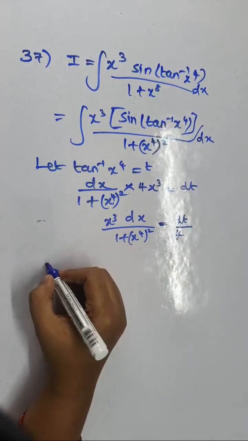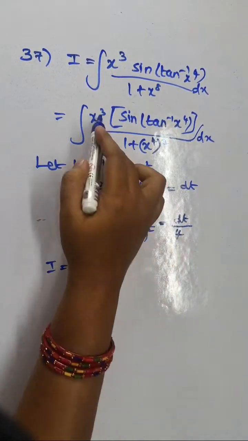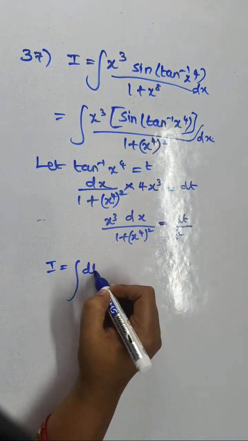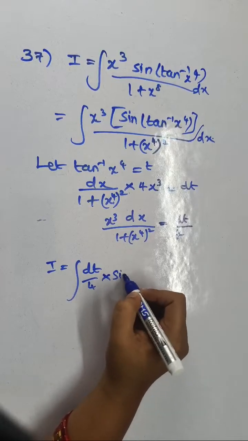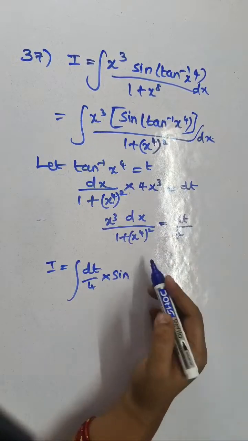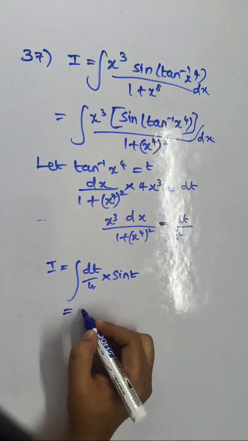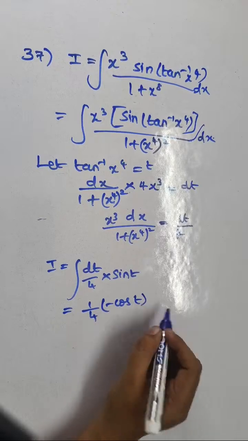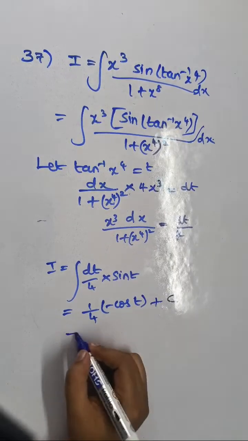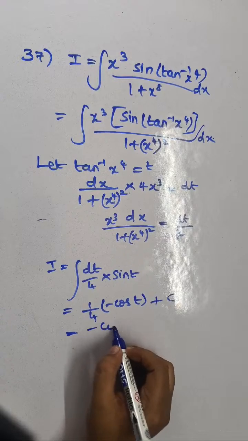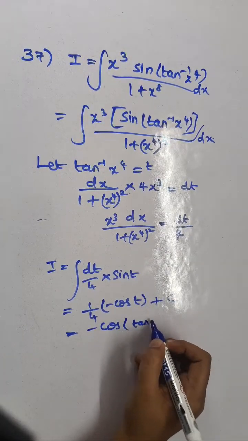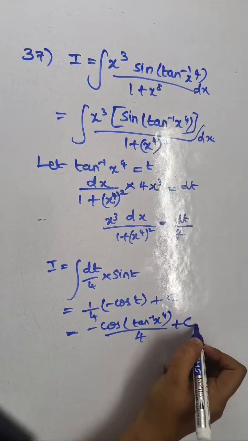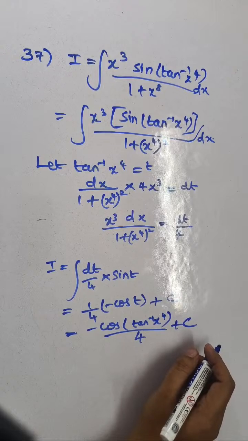Now the question can be written as x cube dx by 1 plus x power 4 the whole power 2 can be written as dt by 4 into sine of tan inverse x power 4 we have taken as t. You can take this 1 by 4 outside. Integration of sine t is minus cos t plus c. And replace t in terms of x, that is minus cos of tan inverse x power 4 by 4 plus c is the required answer.